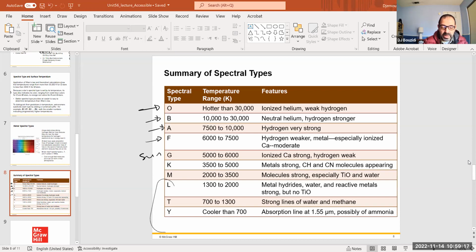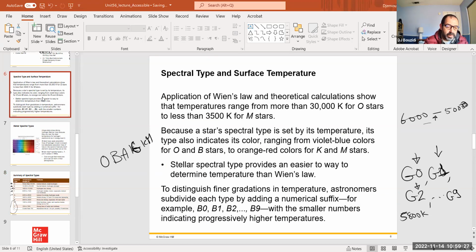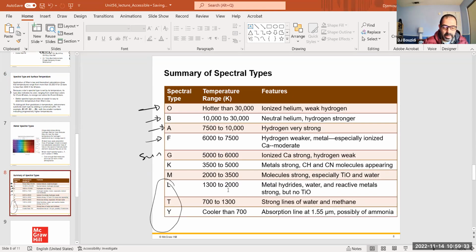L, which are new classifications, they are not part of the OBAFGKM. I forgot the F earlier when we were talking about this. Some of them are less than 700 Kelvin. So these are basically extremely cold stars.